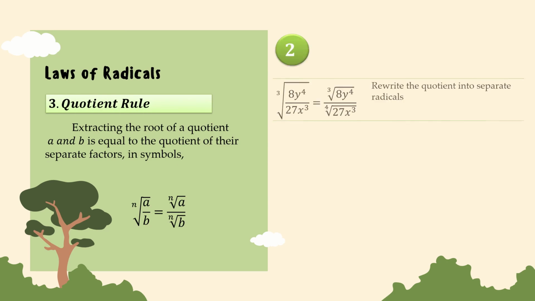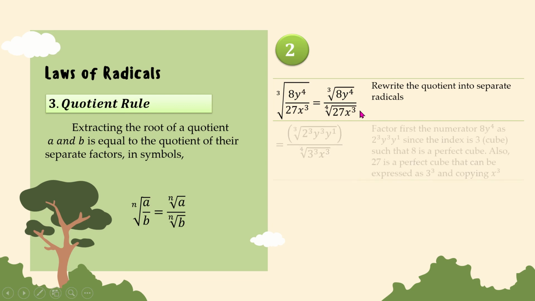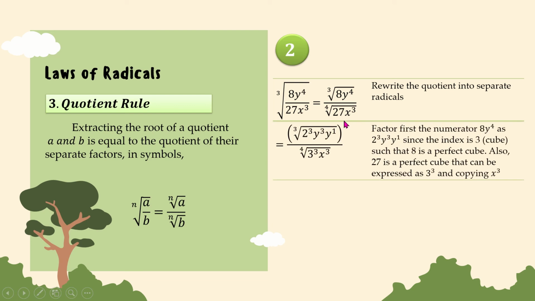Second example. The cube root of 8y exponent 4 over 27x cubed. Rewrite the quotient into separate radicals. So, it is separated. Cube root of 8y exponent 4 over the cube root of 27x cubed. The index there is 3. Next, the 4 there, we need to change that to 1.